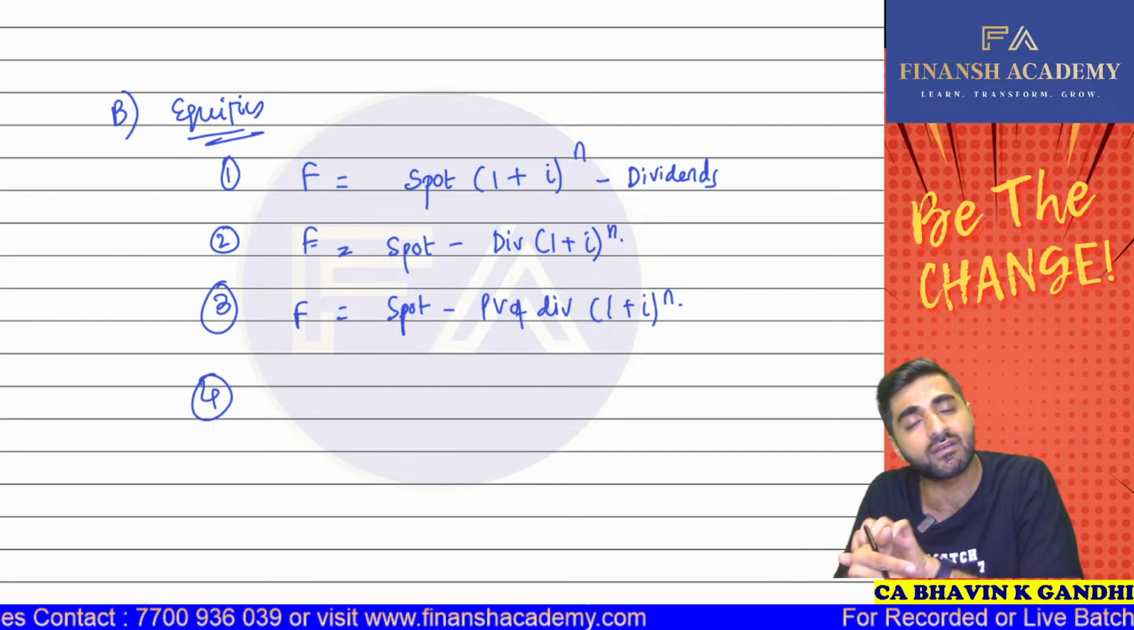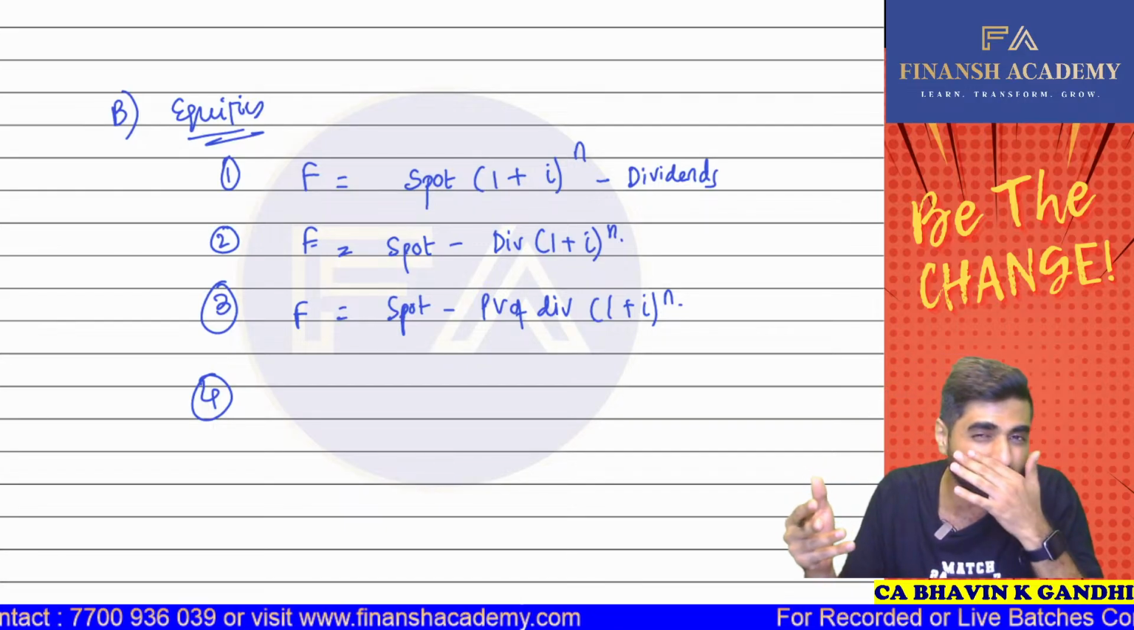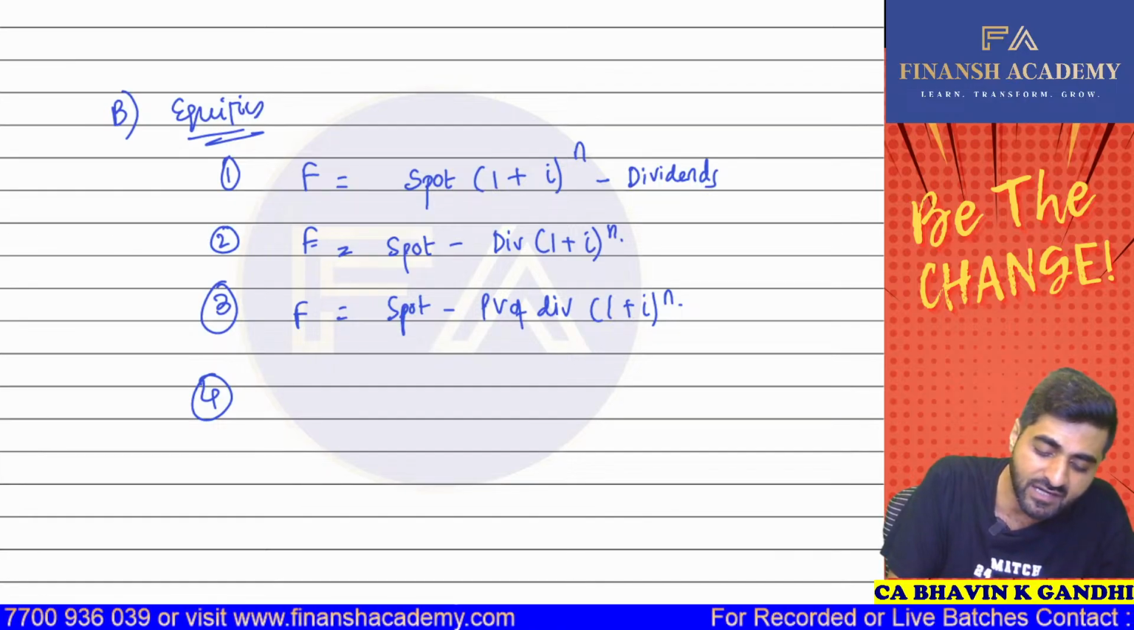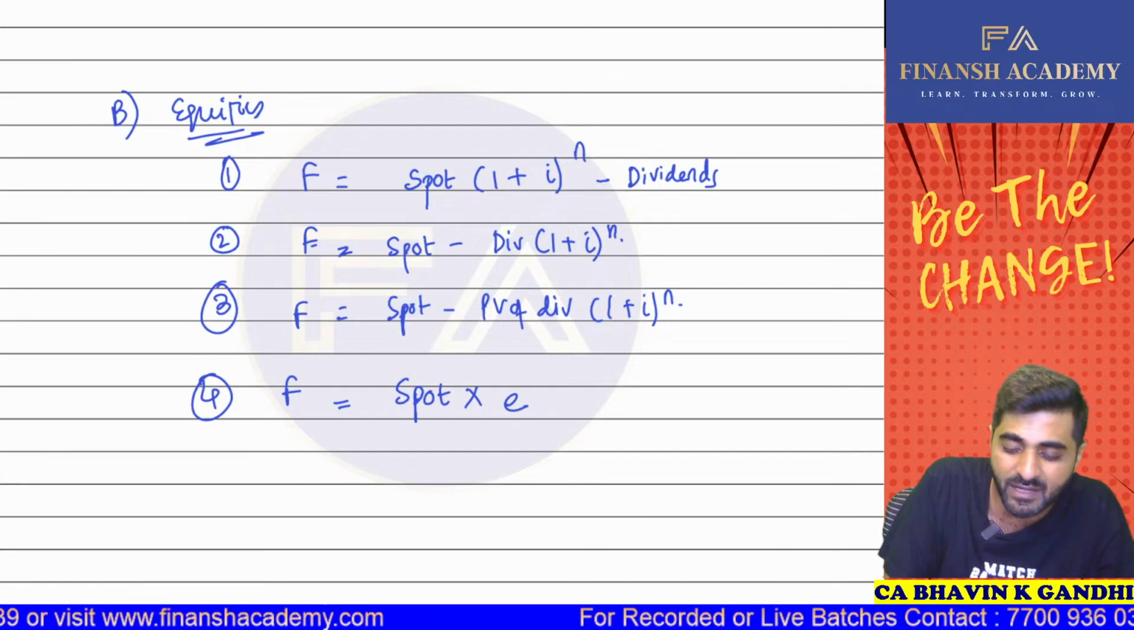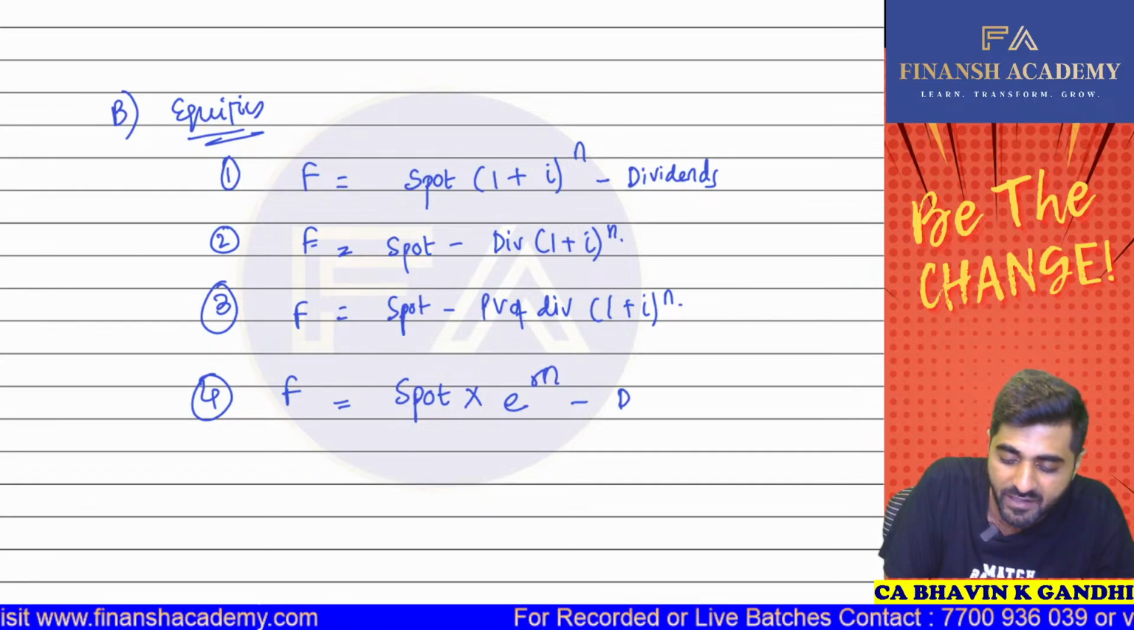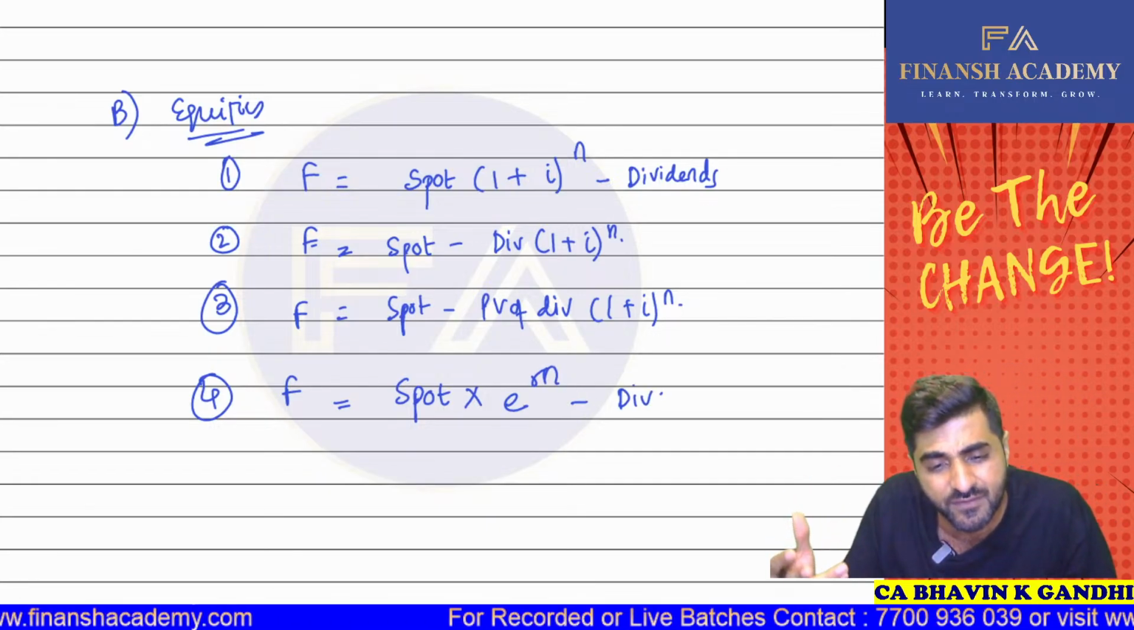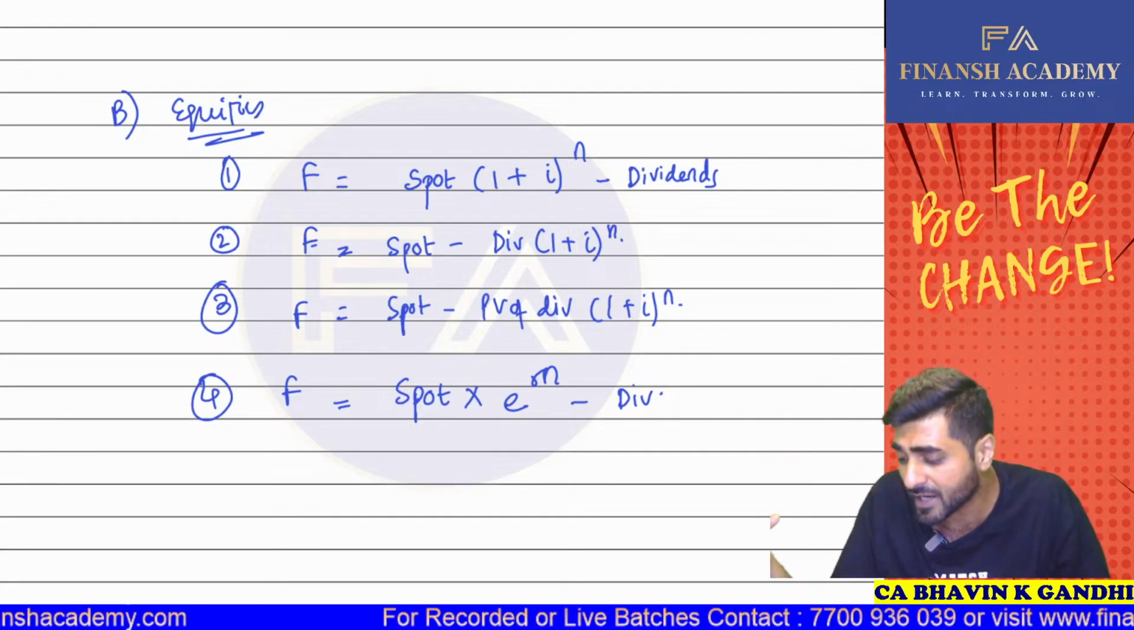Whether the frequency of compounding will be applicable or not, that is something you have to understand. And if it is continuous compounding, again, it will be spot, and I need to multiply this by e raised to the power n minus whatever is your dividend. On this basis, we can calculate what the future price can be.